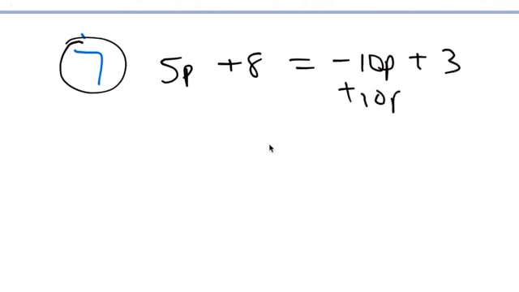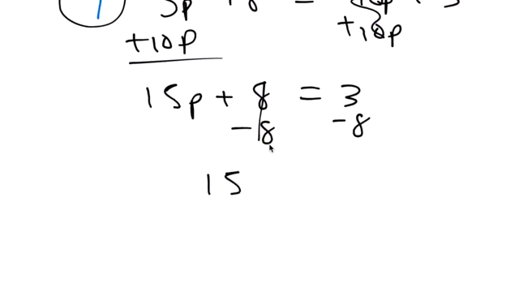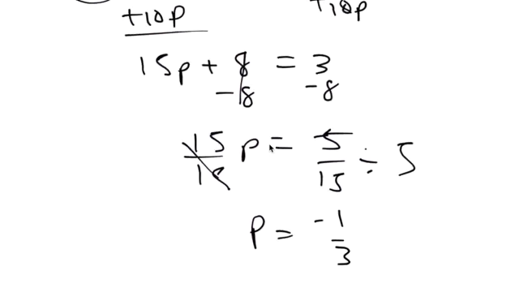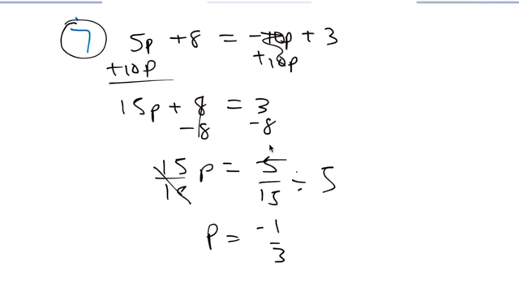I would add 10p to both sides, 15p plus 8, and then subtract 8. 15p equals negative 5. Divide by 15. Got p equals negative 5 over 15. That can be reduced by 5, negative 1 over 3. M and O P, so P is the last one, M comes first, and O, P, so negative 1/3 comes.